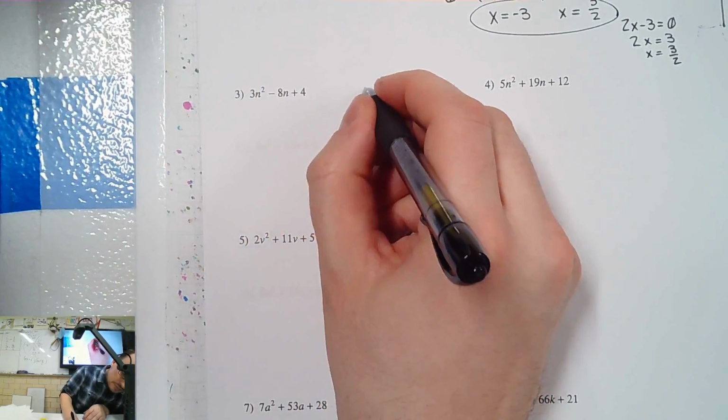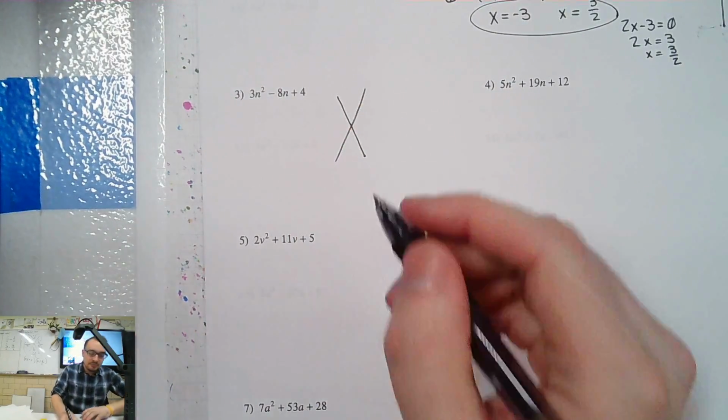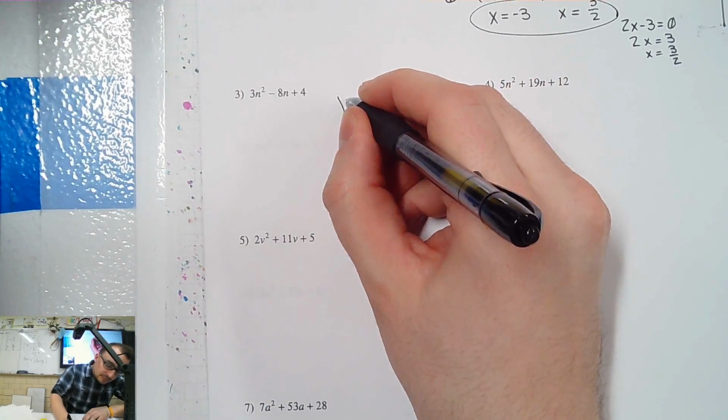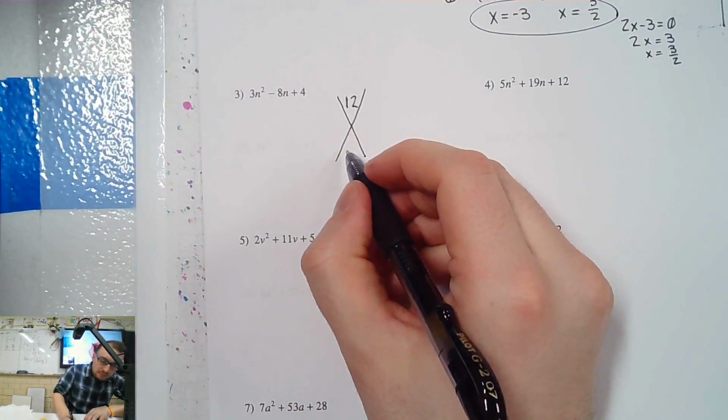Here we go. I can grade this kid. What goes in the top? All right, AC, which is 12. 3 and 4. 3 times 4 is 12. And what goes in the bottom? Negative 8.